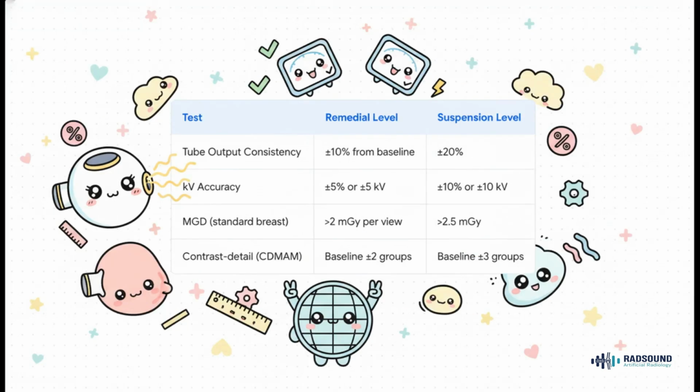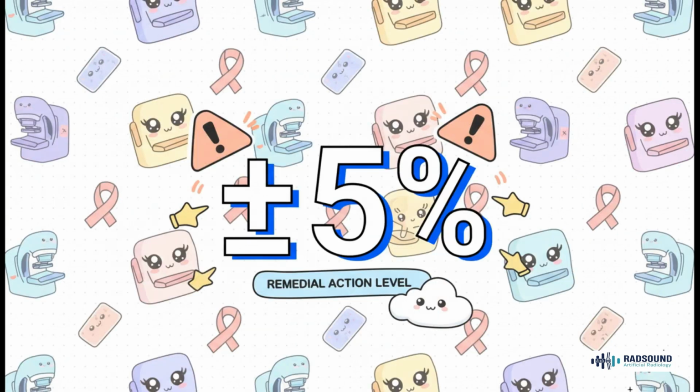And this table just lays out how incredibly tight those tolerances are. I mean, look at this. Tube output consistency: if it drifts by 10%, you have to investigate. If it hits 20%, game over. The machine is suspended. The kV has to be accurate to within 5%. And your image quality can't slip by more than 2 steps on the phantom before you have to take action. Let's just focus on this number for a second: plus or minus 5%.